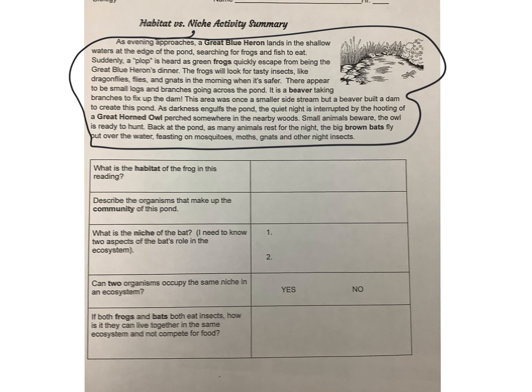It says, what is the habitat of the frog in this reading? If I look up here, we're going to go straight to the frogs. It says, as the evening approaches, a blue heron lands in the shallow waters at the edge of the pond, searching for frogs and fish to eat. So it's at the edge of a pond. Suddenly, a plop is heard, and green frogs quickly escape from being the great blue heron's dinner. So they're in a pond, and that was shown right here where it mentioned the edge of the pond.